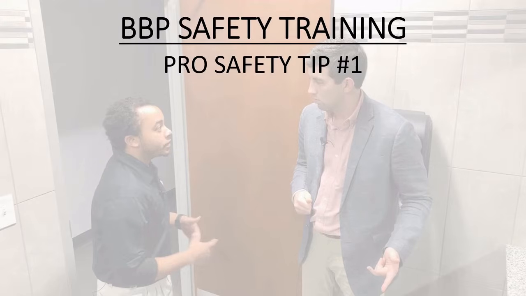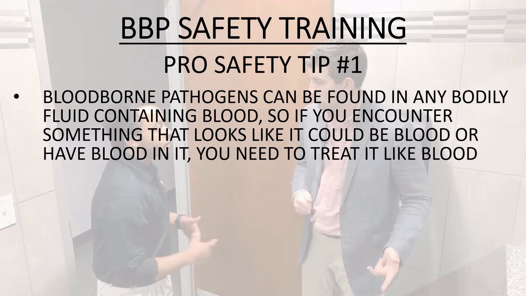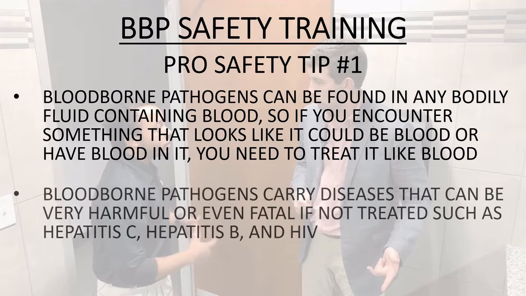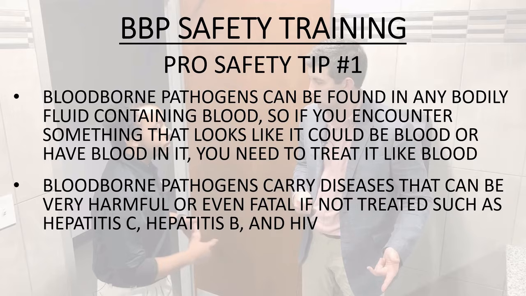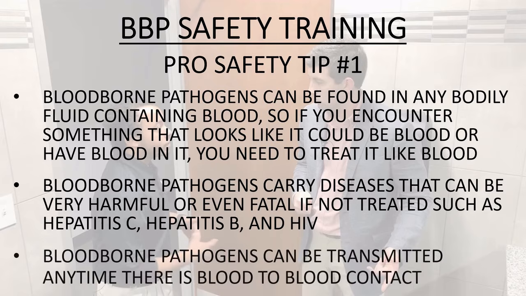All right, team, time for your bloodborne pathogen safety training Pro Safety Tip number 1. Bloodborne pathogens can be found in any bodily fluid that contains blood. So if you encounter something that looks like it could be blood or might have blood in it, you need to treat it like blood. Also, bloodborne pathogens carry diseases that can be very harmful, including hepatitis C, hepatitis B, and HIV. And finally, bloodborne pathogens can be transmitted anytime there is blood-to-blood contact.